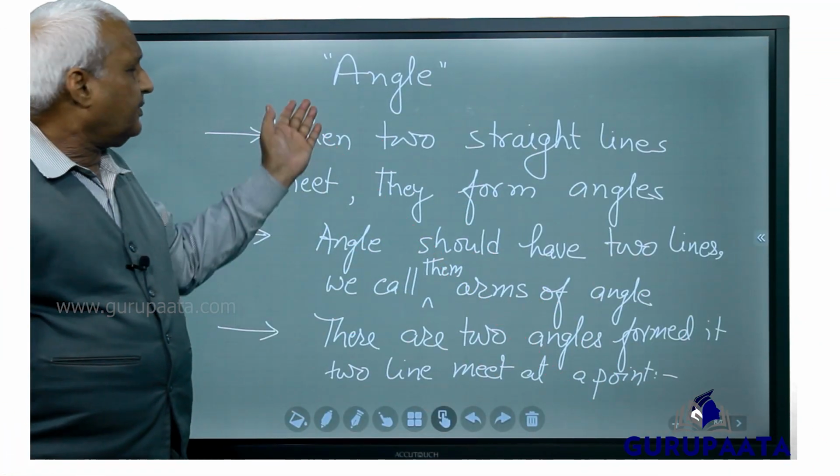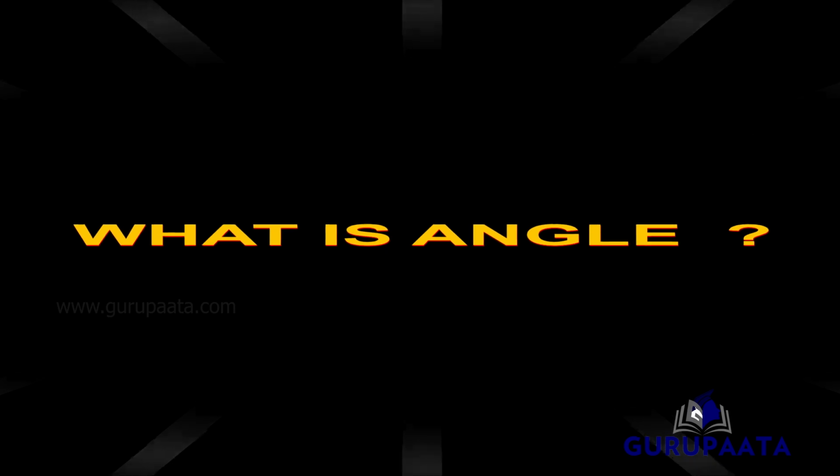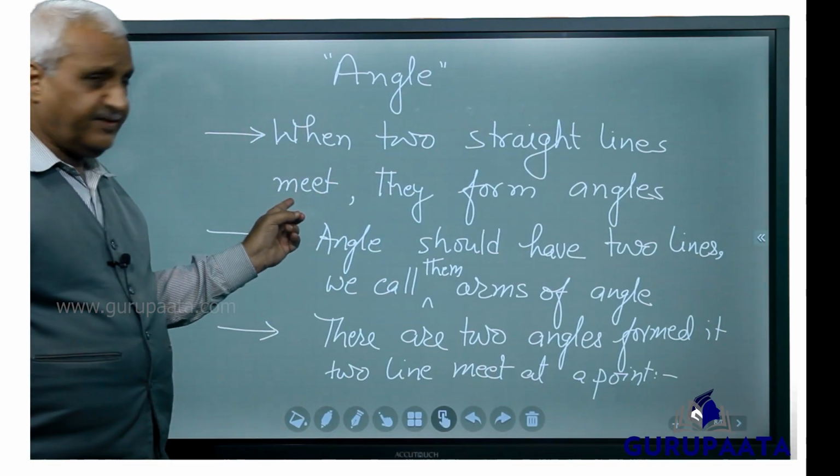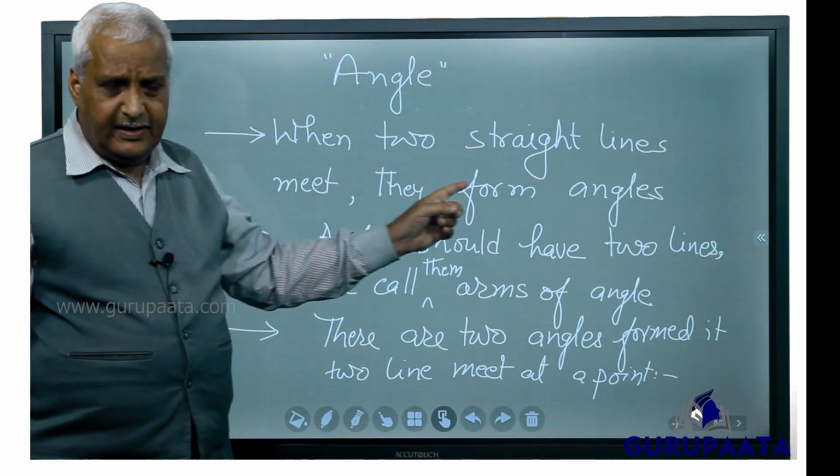Now we will study about angle. What is angle? When two straight lines meet, they form an angle. One line is coming like this, one line coming like this. And they meet at a point, I will say A, B and C, B. They are meeting at B point. So, an angle is formed.